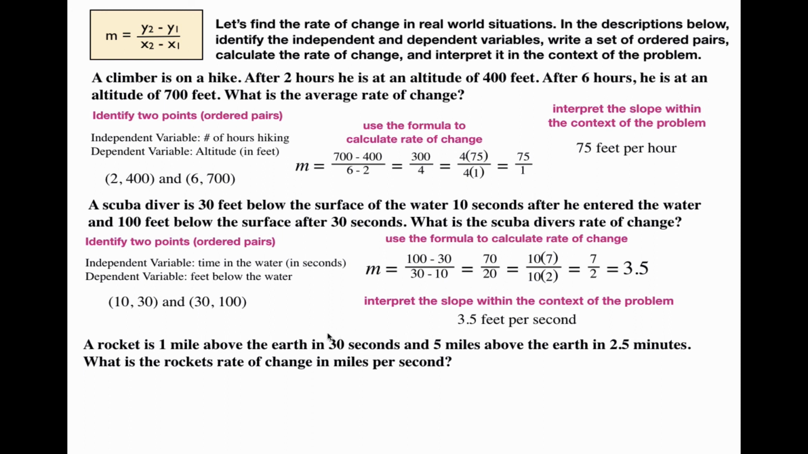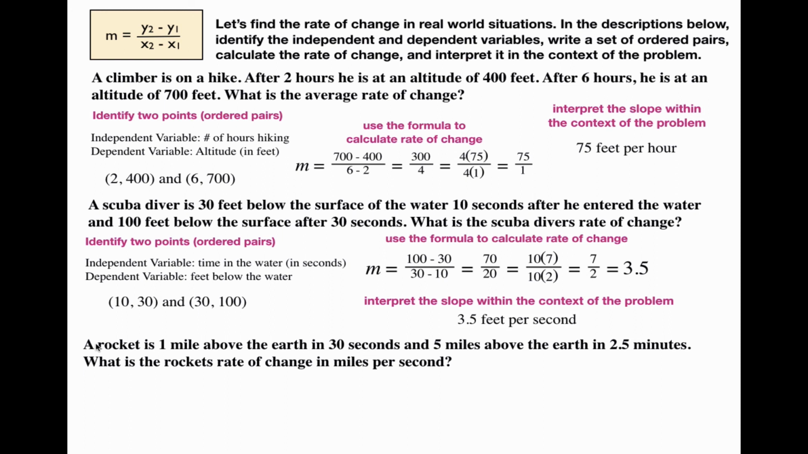All right, finally, a rocket is 1 mile above the Earth in 30 seconds and 5 miles above the Earth in 2.5 minutes. What is the rocket's rate of change in miles per second? Oh, that should be possessive. That's a typo: rocket apostrophe s.